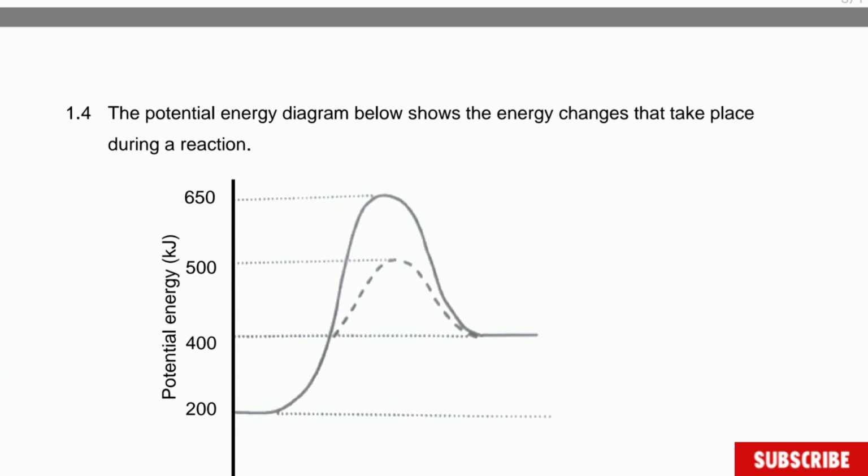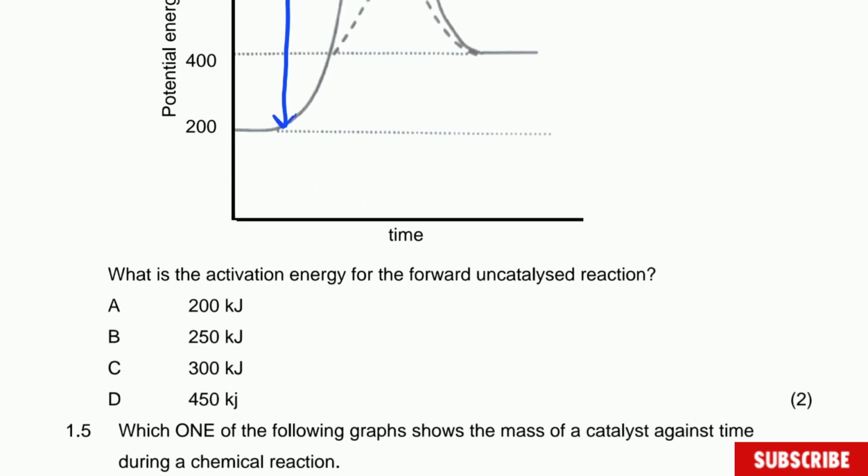But the activation energy, guys, is this one here. This energy here is the activation energy. And therefore, if you calculate it, this will be equal to 650 minus 200, and this is going to be equal to 450 joules. So guys, the answer is then D. That is the correct answer there.